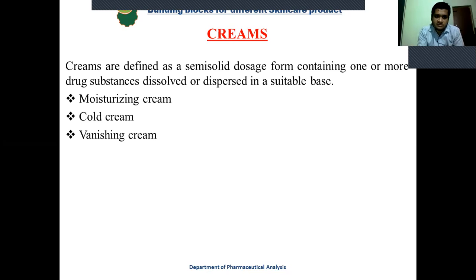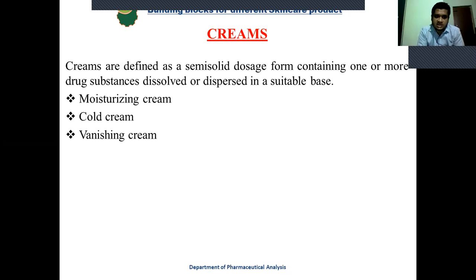Okay, so cold cream, same, from the name only you can easily identify that it will give a very cooling effect or soothing effect or emollient effect. And vanishing cream, from the name only you can easily identify that once you apply it, it will not be visible, it vanishes, it disappears. Whenever we rub it on the skin, it will be absorbed and make a very thin film over the skin which is not visible.